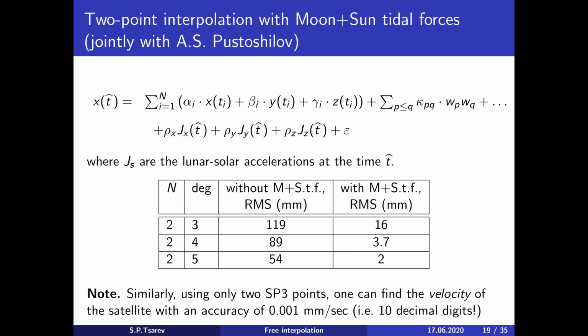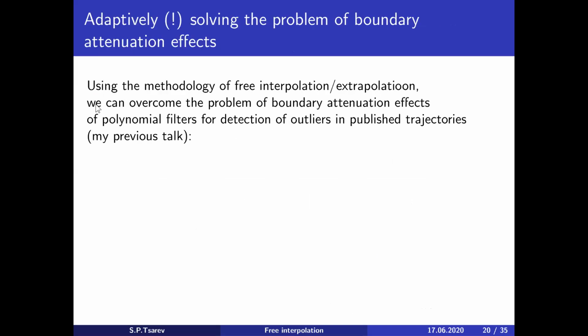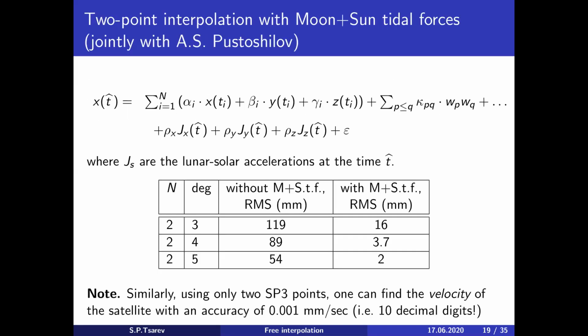Good. Also, if we want to restore not only position, but also velocities of our satellites, the same is absolutely possible. And the only thing you need to change in this model of free interpolation is just to substitute, in the left-hand side, instead of x, y, and z, the velocity of satellites. And after training, you obtain precision up to 10 decimal digits. So 1,000th of a millimeter per second will be the precision of our modeling or restoration of velocities of satellites, which is pretty good.